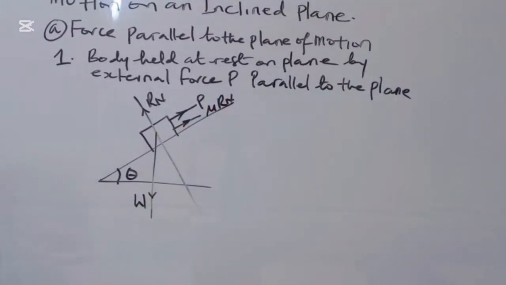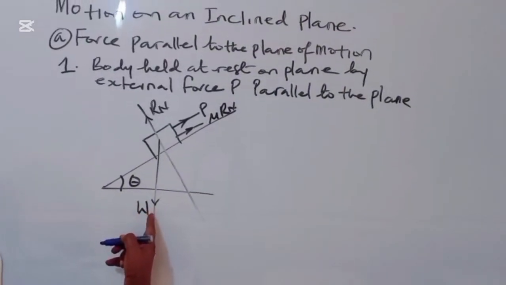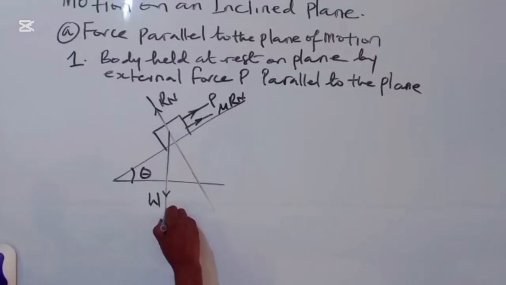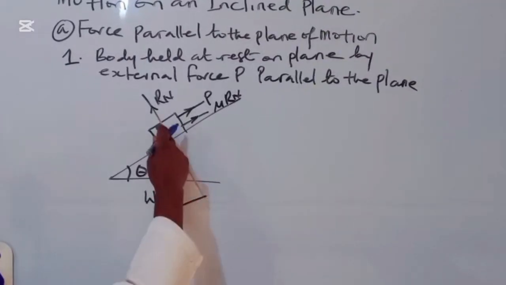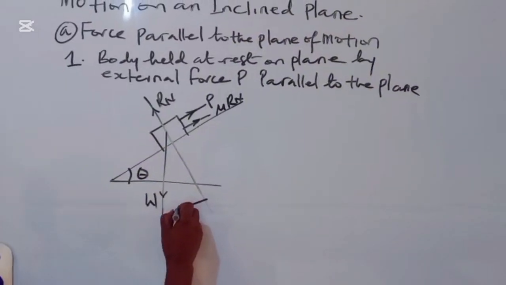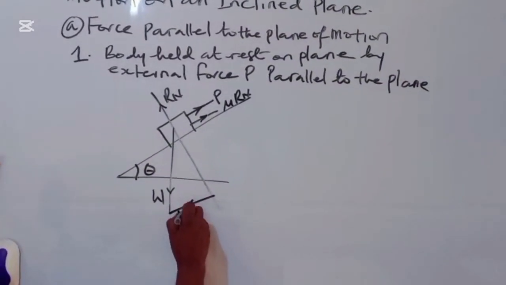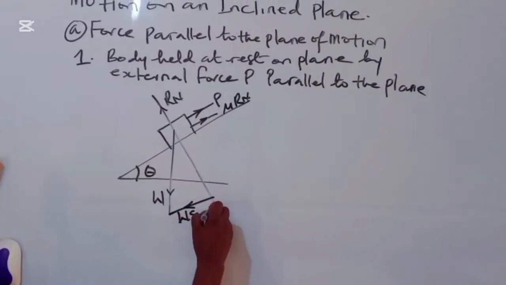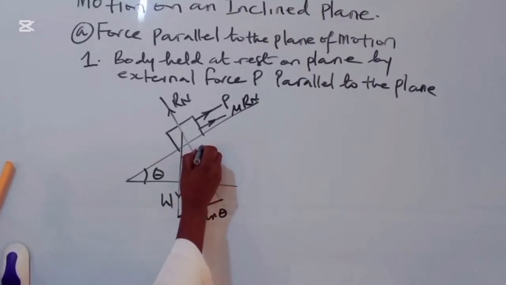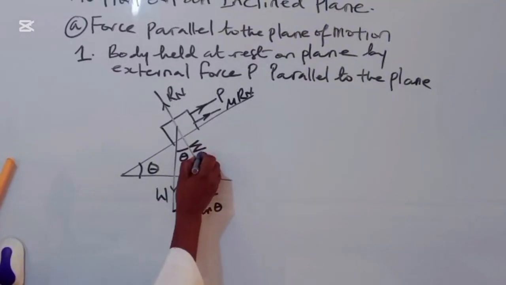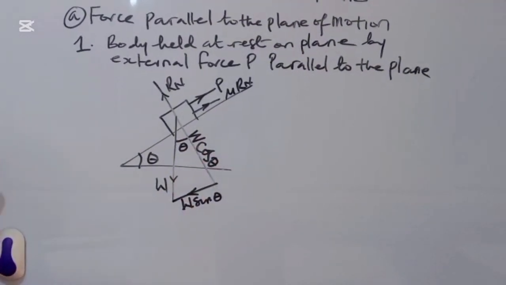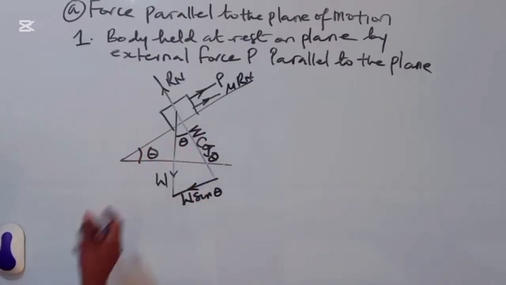Now if I resolve the weight into 2 component directions, one parallel to the plane and the other perpendicular to the plane, I'll call the parallel component W sine theta. Mark you, this angle is theta. Now I'll call this W cos theta. Now this is the first diagram.